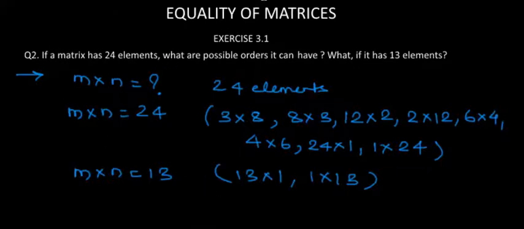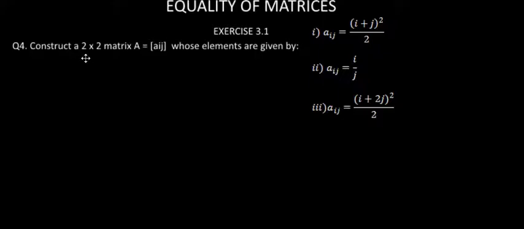Let's solve the next one. So the next question is the fourth sub question, which is construct a 2 by 2 matrix A equal to aij whose elements are given by aij equals (i plus j) whole square divided by 2, aij equals i upon j, and aij equals (i plus 2j) whole square divided by 2. Okay, so that's your question.